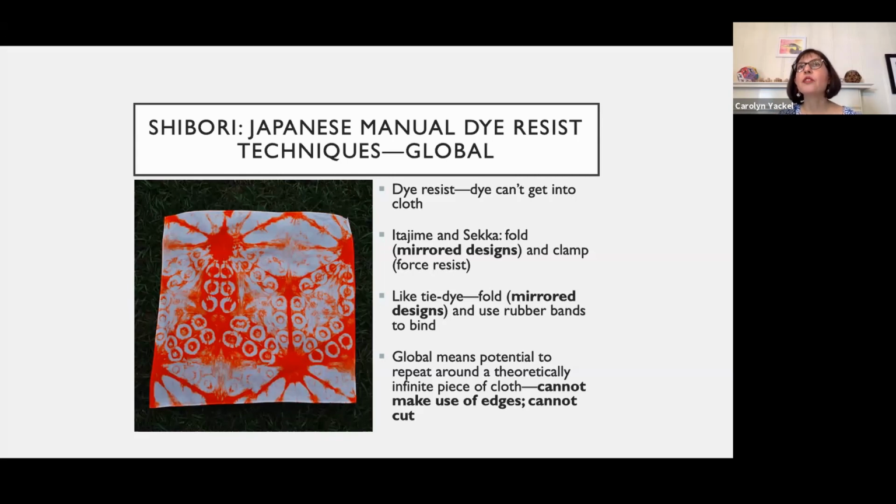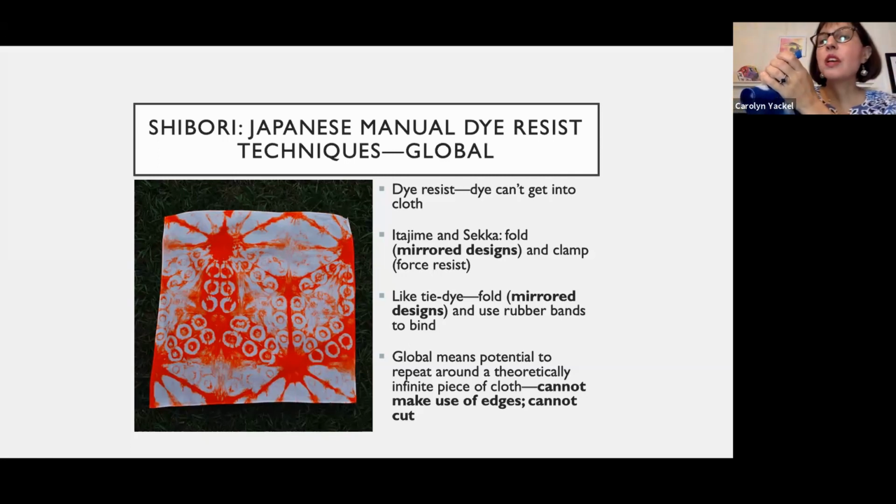Well, there are different ways of creating what's called a resist. Like in batik or something, you put wax on the cloth and then dye can't get where the wax is. Well, that's not what's going on in Shibori. In Shibori, what happens is you make it so that the cloth is really tightly stuck together in some way. And in itajime and seiko, what's happening is you're creating the resist by clamping the cloth in between sort of like plates or something like that.